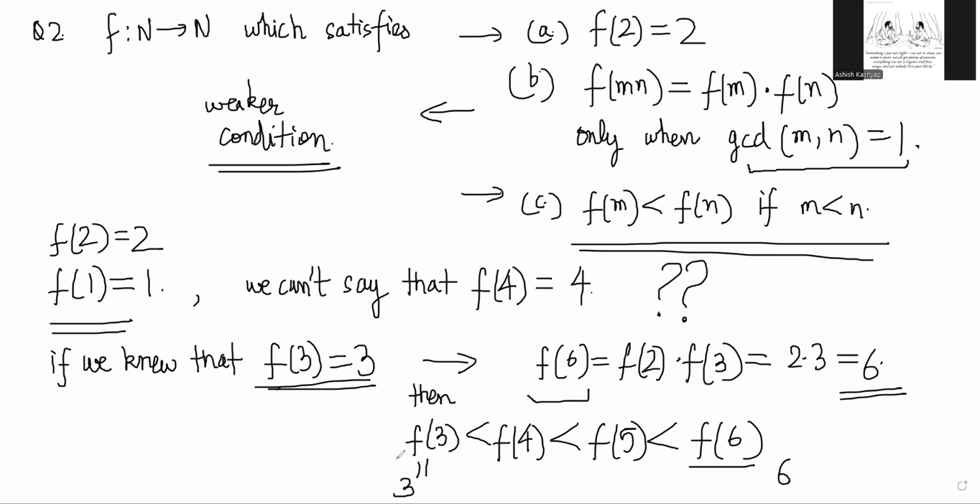If 3 is less than f of 4 and f of 5 and less than 6, there are only two natural numbers between 3 and 6, which are 4 and 5. So therefore, f of 4 must be 4 and f of 5 must be 5, right? So basically, if we can show that f of 3 is 3, then we will be able to prove that f of 4 is 4, f of 5 is 5, f of 6 is 6, right? And after that, I will first show you the induction. So after that, we can finish the induction also.